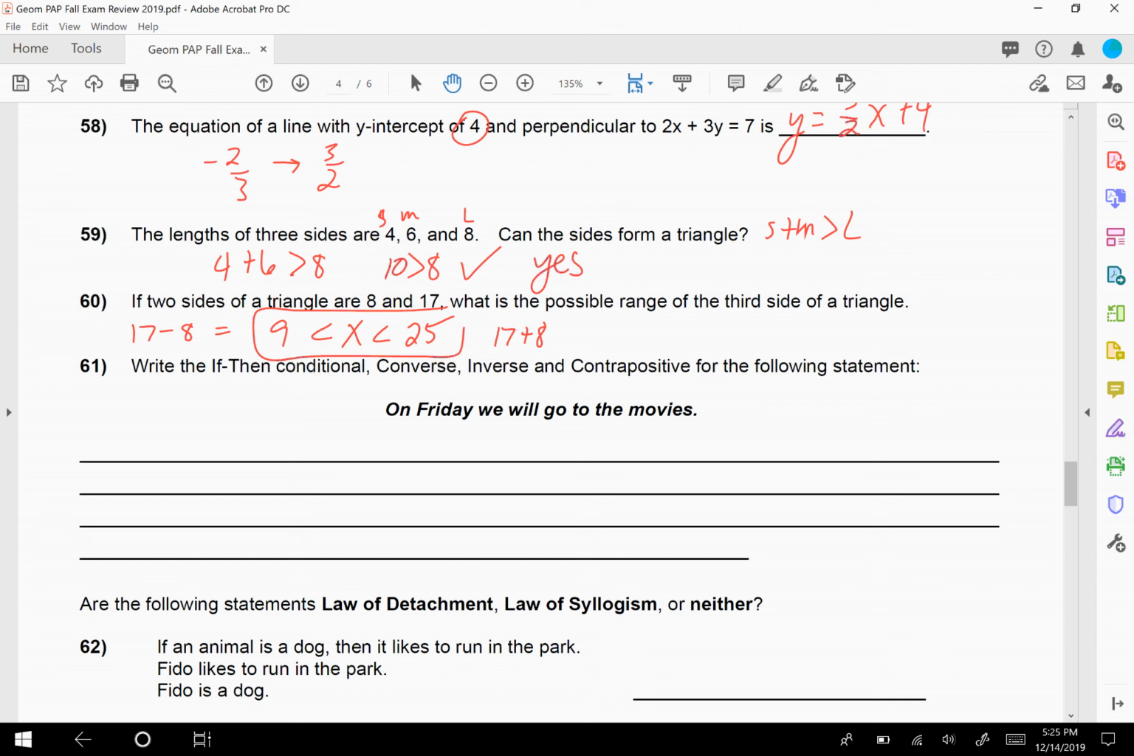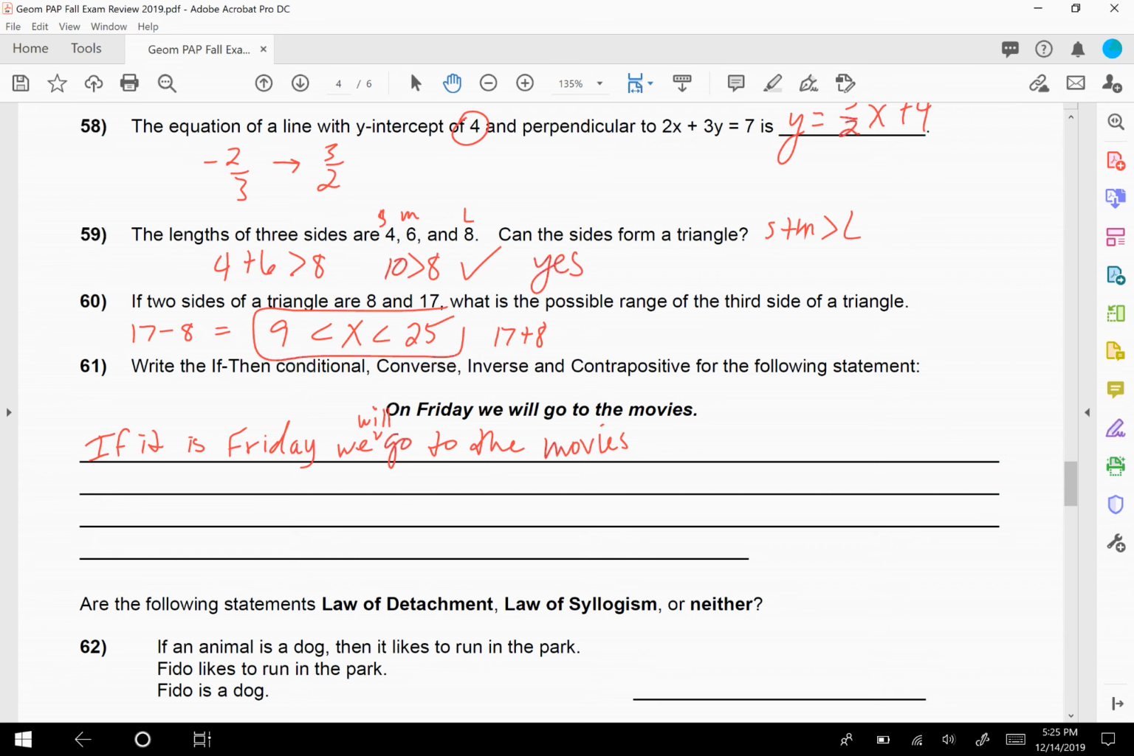Okay, next part here says write the if-then conditional, converse, inverse, and contrapositive for the following statement. So the conditional is just if-then. So if it is Friday, we will go to the movies.